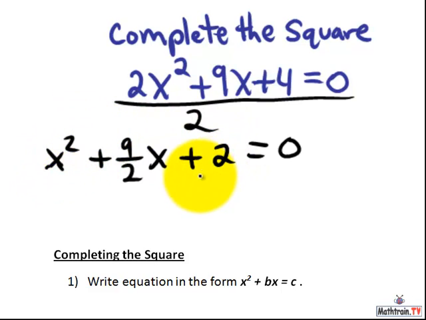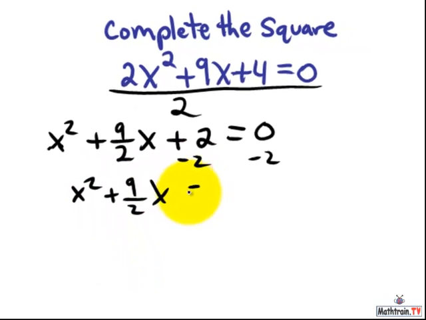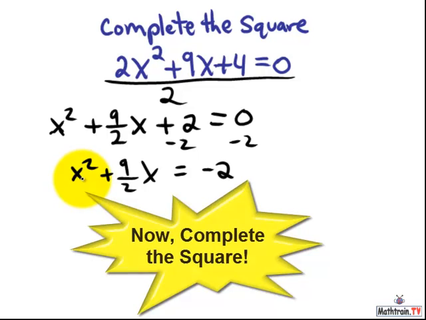Now I'm going to get the 2 on the other side. I'm going to subtract 2 from both sides. Now I have x squared plus 9 halves x equals negative 2. And now the fun part. Now we're going to complete the square.